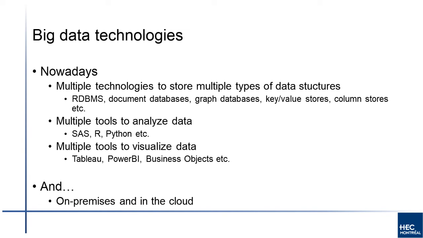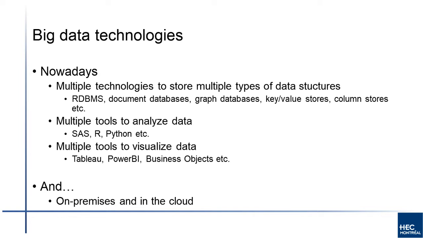When we talk about big data, we have an evolution really that takes place in that the relational databases are still very much in use, but we have other types of databases that we can use, such as document databases, graph databases, key value stores, column stores, etc. And the idea here is that different data structures, so when we talk about variety, for example, of data, will call for different types of systems to store and manage them.